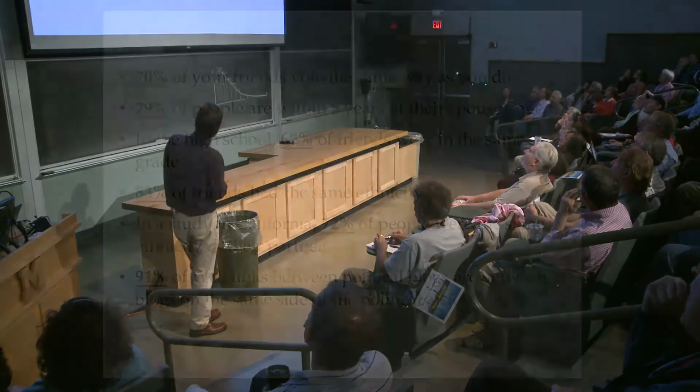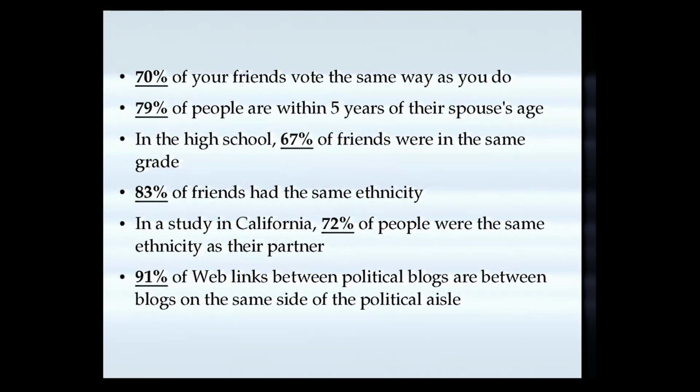If you go look at networks, you find about 70% of your friends vote the same way as you do. So if I just took your friends, took a majority vote of them, I could predict very accurately how you're going to vote as well.